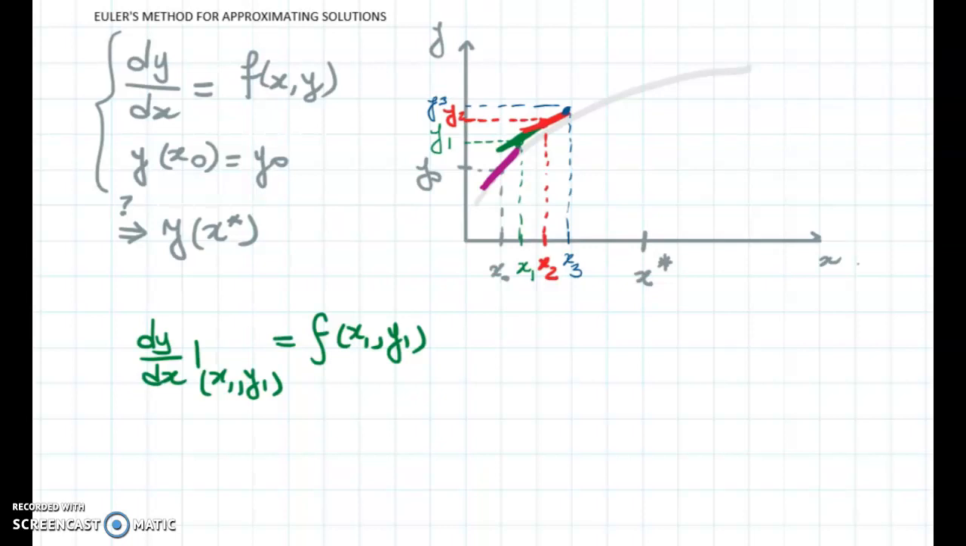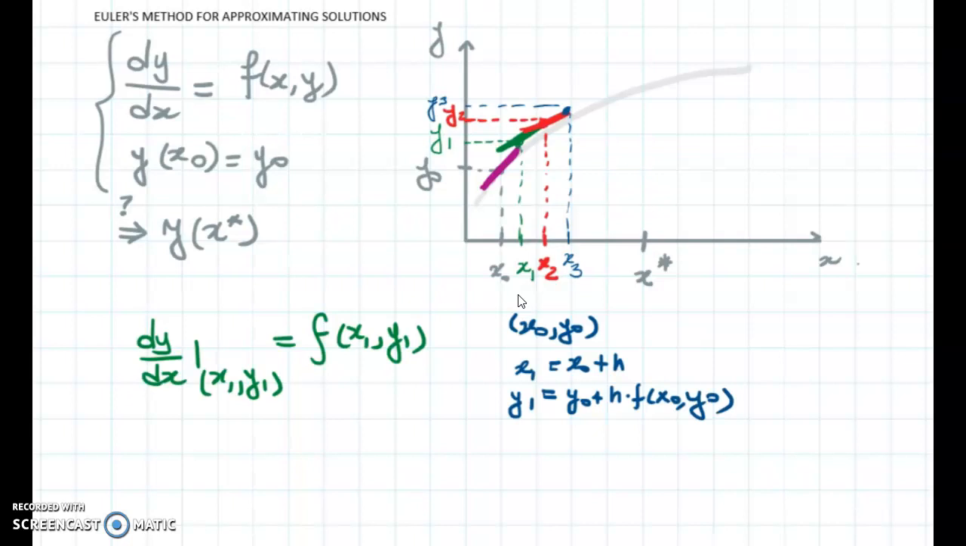So we start with the point x0, y0. That's our first step. For the next step, we are going to take a point x1 equal to x0 plus h, where h is the small step that we are taking towards x star. And we define a new point y1 that is going to be given by moving along the tangent, and that will be an equation. We are going to look at y0 plus h times f of x0, y0.